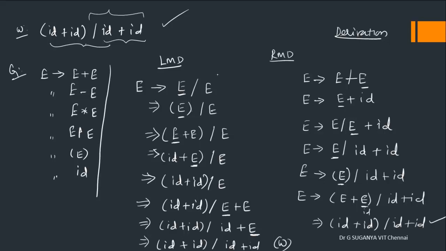These are the sentential forms. From here to here, or the left sentential form. From here to here is the right sentential form. Sentential form won't include the words.